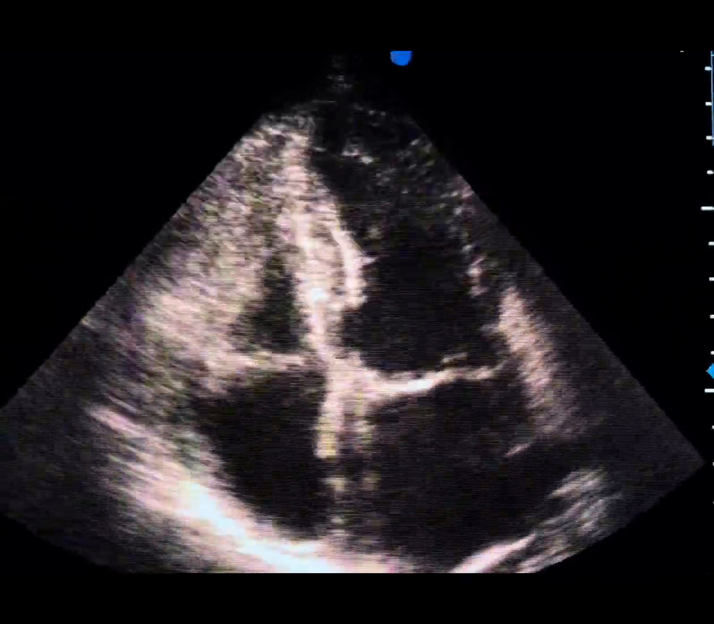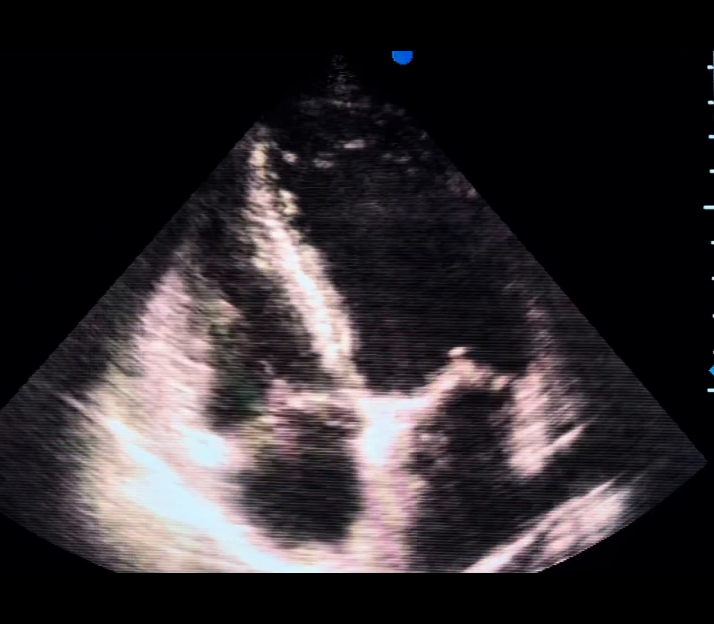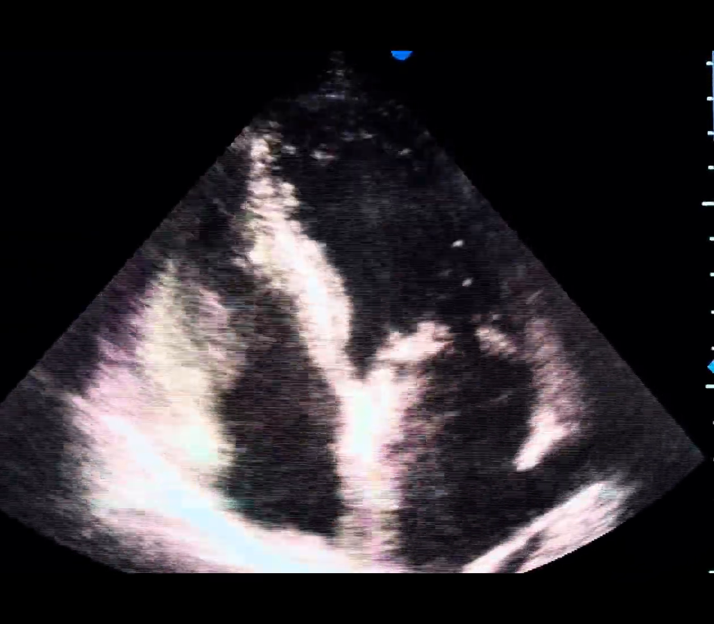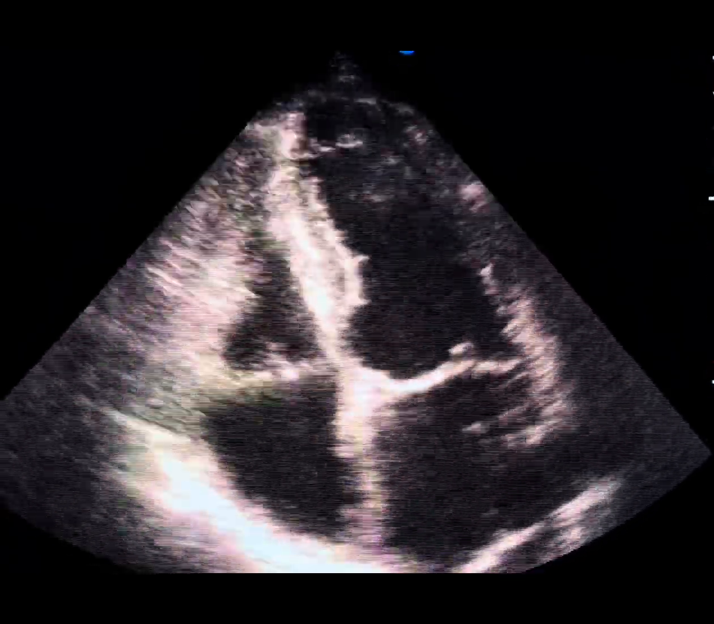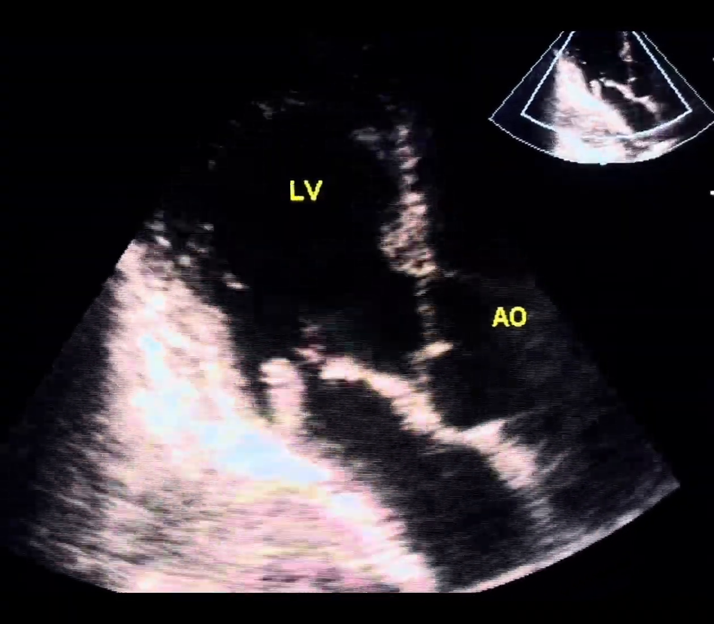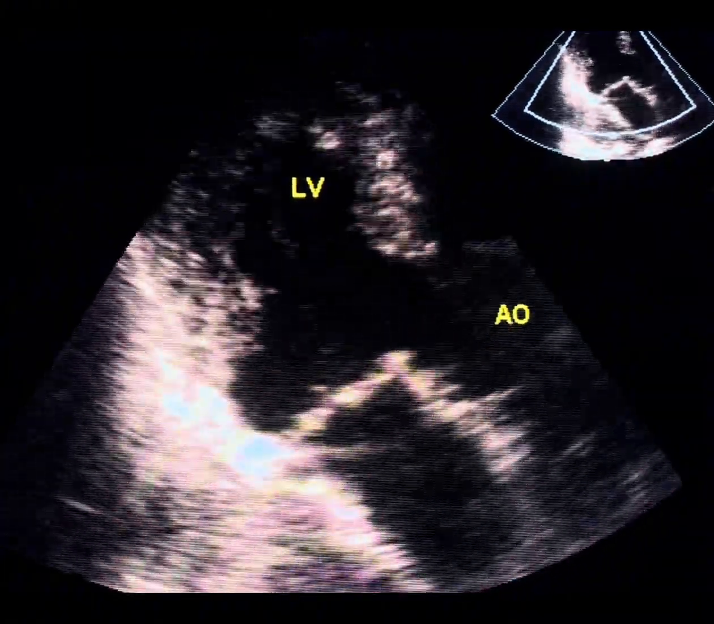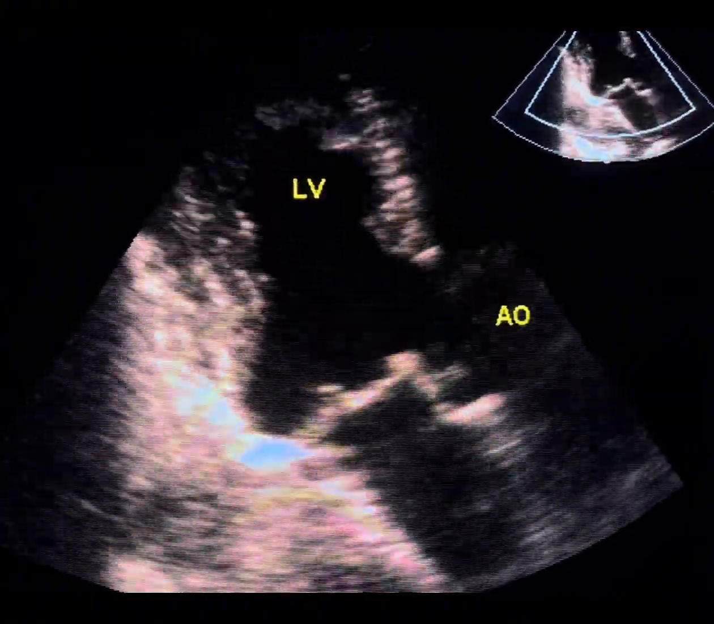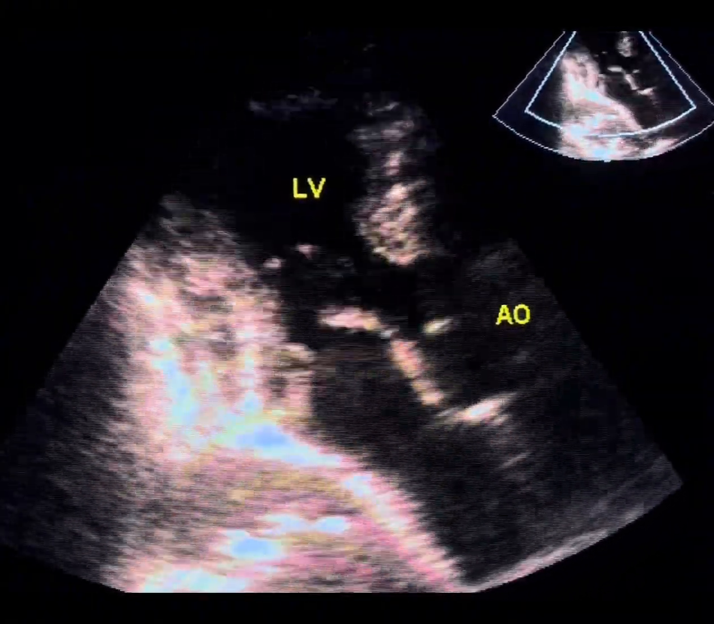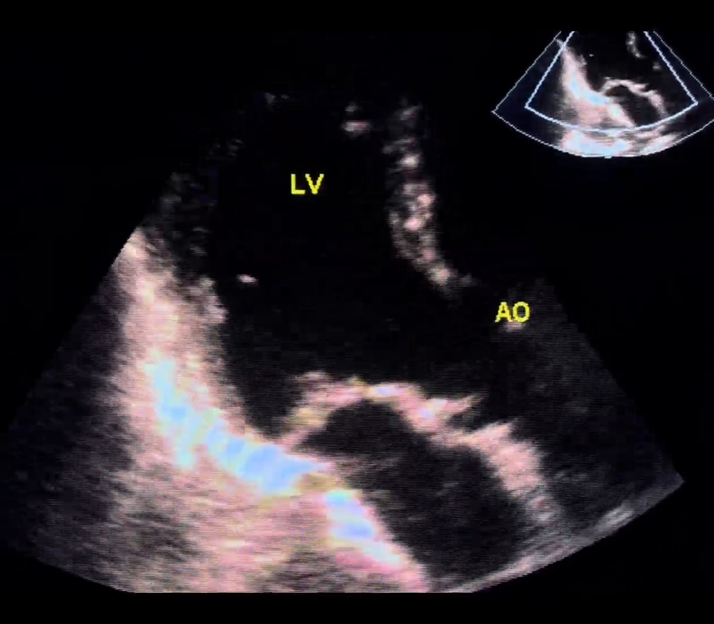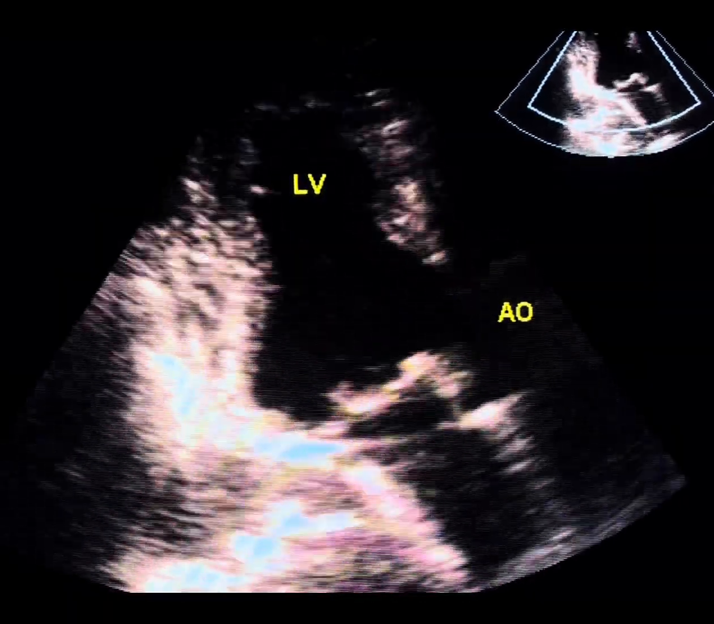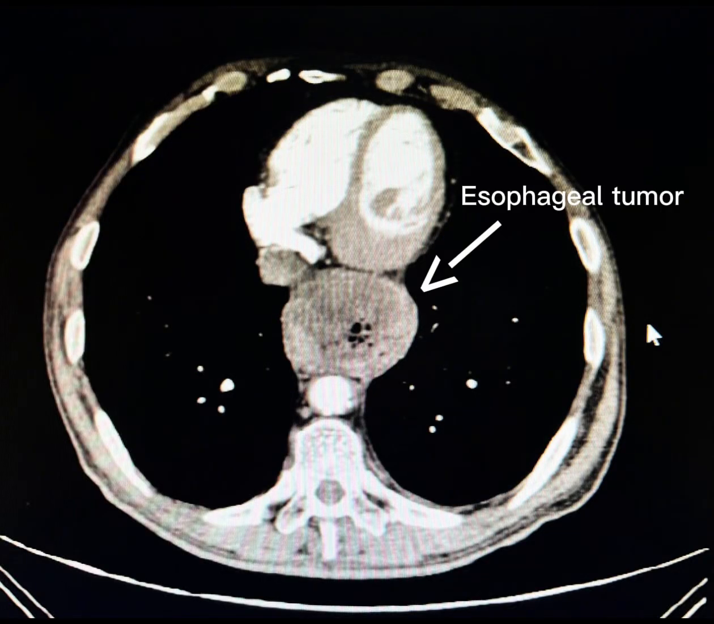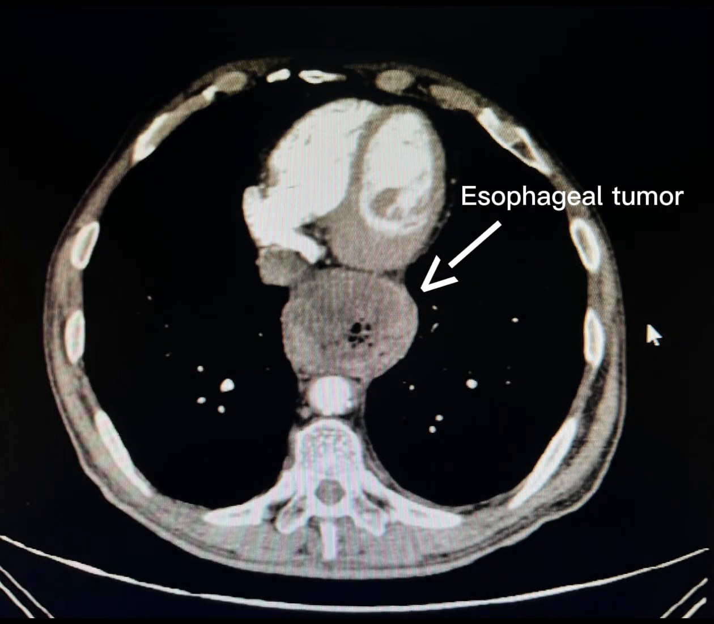This view is from that patient with a slight change in probe position. In fact, the mass is visible in only one imaging plane. Orthogonal views, 3D echocardiography, transesophageal echocardiography, CT scan, or cardiac MRI are helpful to confirm the artifact. So, never diagnose a cardiac mass from a single imaging plane.